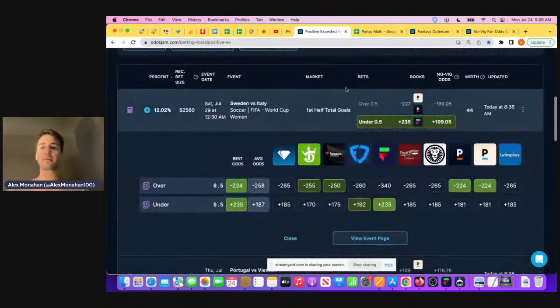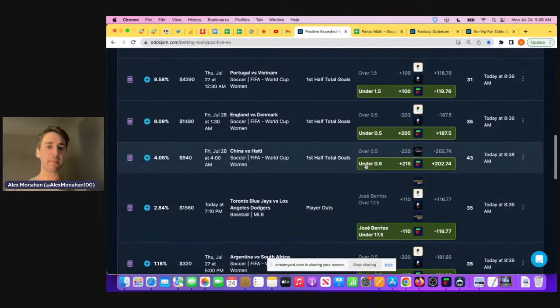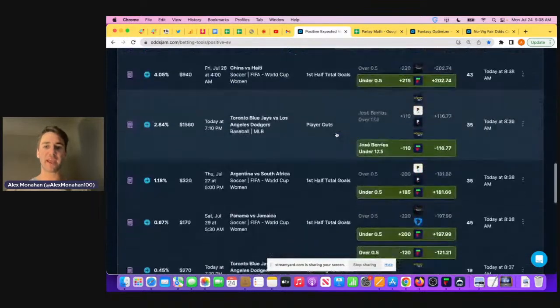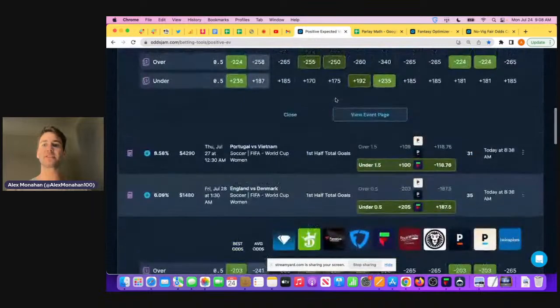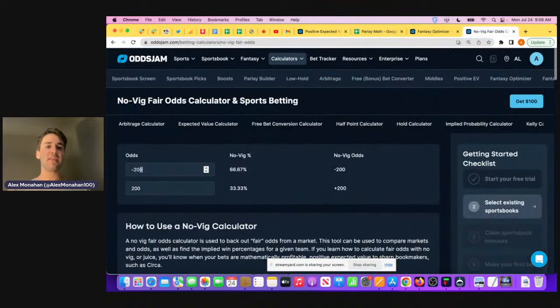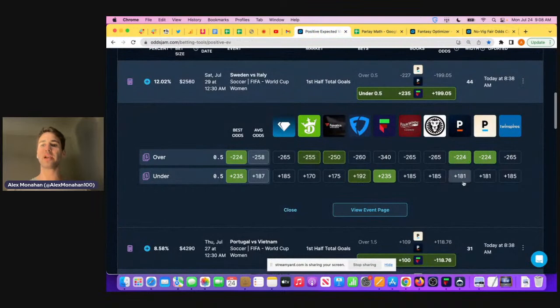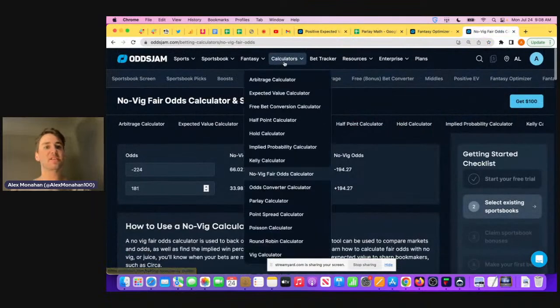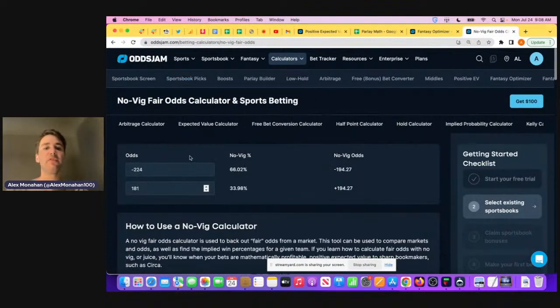So if we go back here, you can see Pinnacle. Let me open up all these bets. So we have the England one, and then we have Jose Barrios. And again, we're just going to look at Pinnacle to keep this simple. You're going to see they have their market minus 224 plus 181. However, this market has the vig baked in. So what this calculator does, a no-vig odds calculator, is it removes the vig.